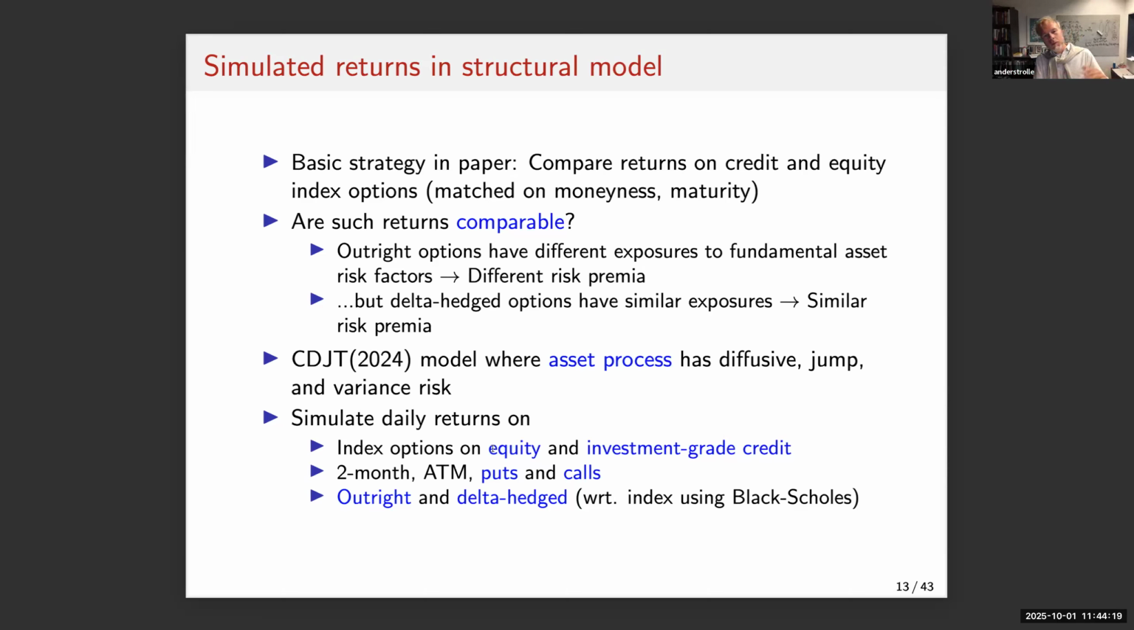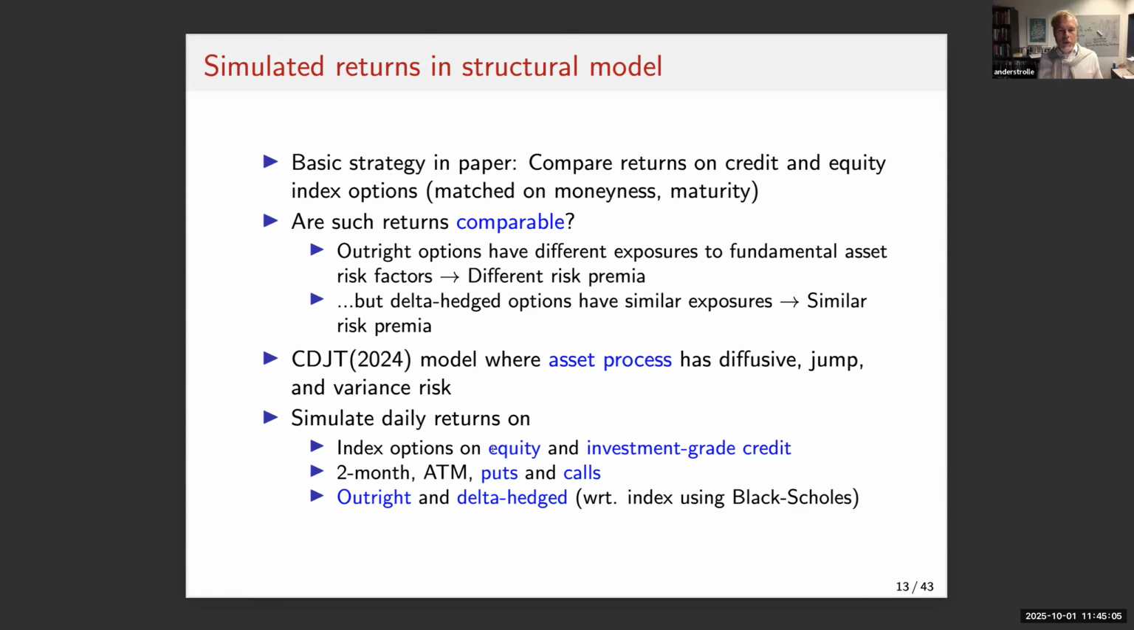To show this, we go back to our previous paper and take the structural model that we proposed in that paper, in which we can basically price everything semi-analytically. In that paper, the underlying asset process has a number of sources of risk: diffusive risk, jump risk, and variance risk. Then we simulate daily returns on index options on equity and investment grade credit. These options have 2-month maturities. They're at the money. We look at puts and calls, and we look at both outright and delta hedged options, where the delta hedged options are with respect to the underlying index, using the Black-Scholes model to compute the delta.